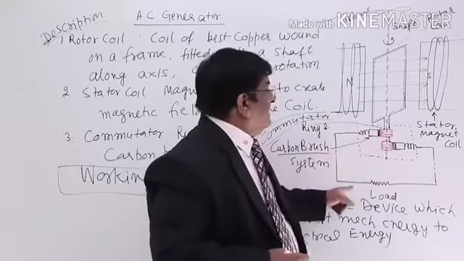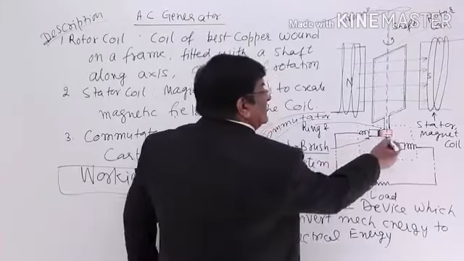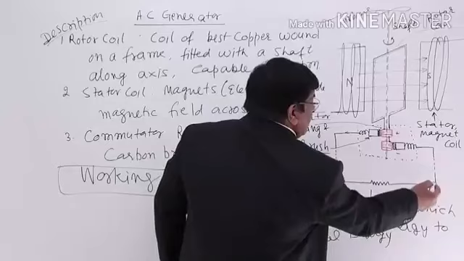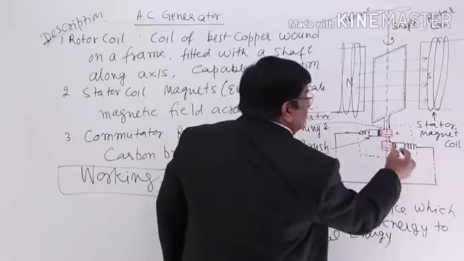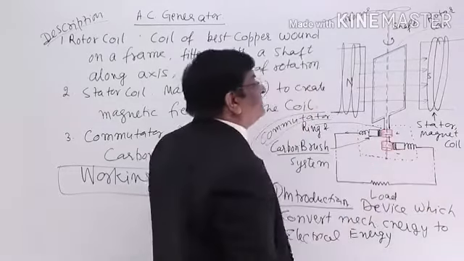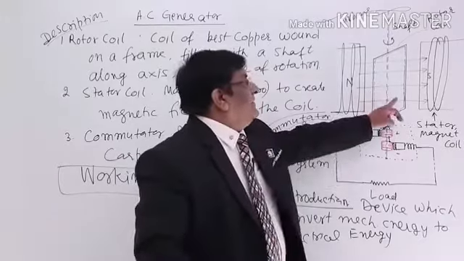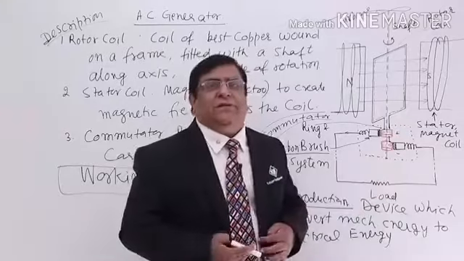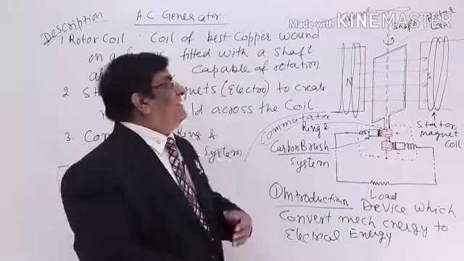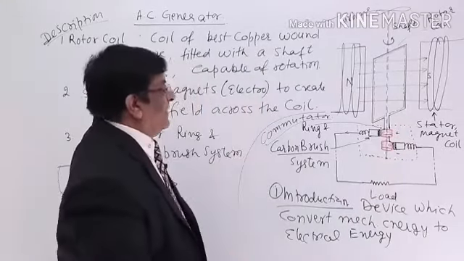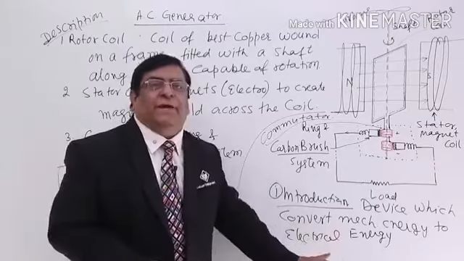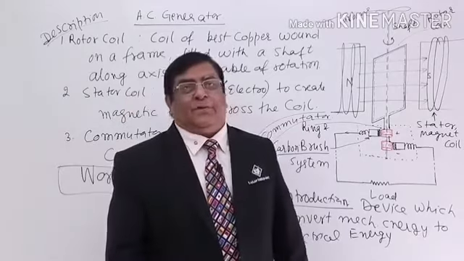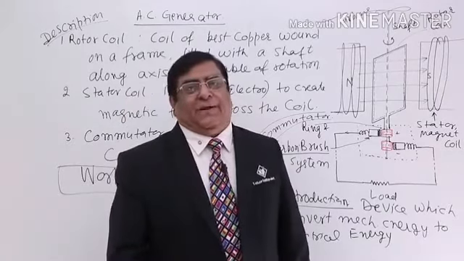So they take out current from here, and if this is positive, this is negative, the current flows this way. If this is positive, this is negative, the current will flow like this. So when it rotates, there is an EMF, and that EMF is taken out. This is the working, very simple. So this is the working of a dynamo. Now what type of current is produced in a dynamo has to be understood very clearly.